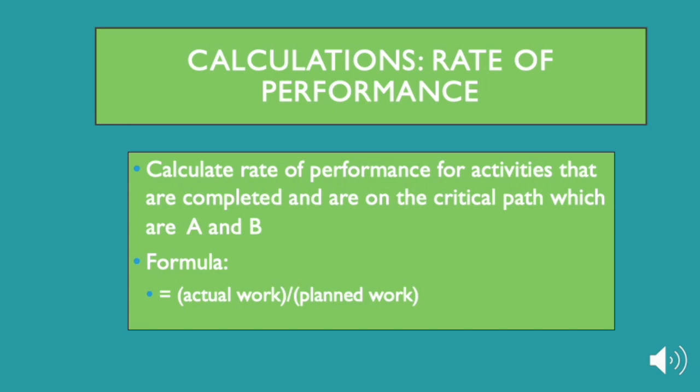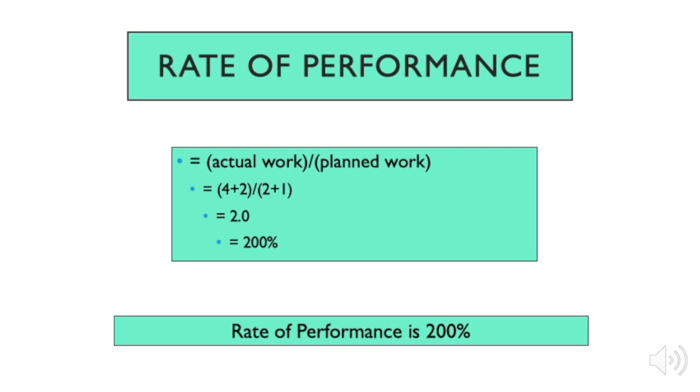Our first calculation we will perform is the rate of performance. Since only A, B, and C had a completed time frame and C is not part of the critical pathway, we will be using activities A and B for the purpose of this calculation. The formula for rate of performance is actual work divided by planned work.